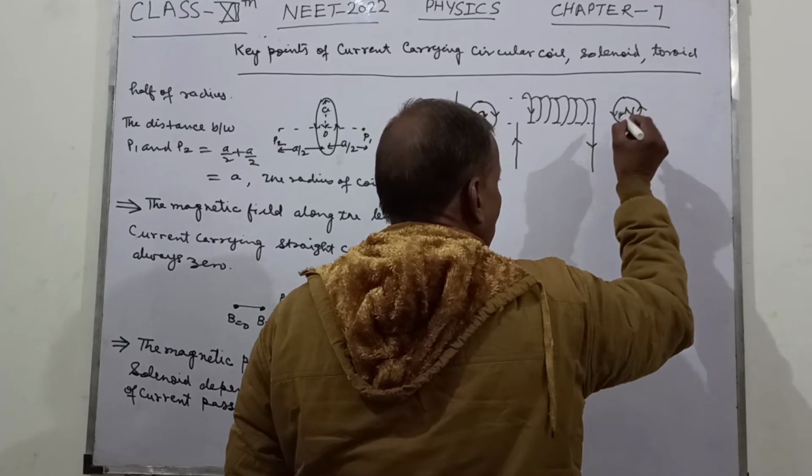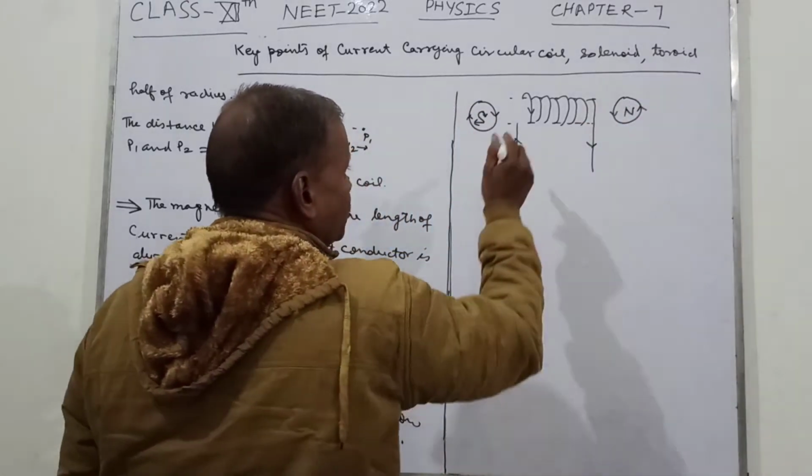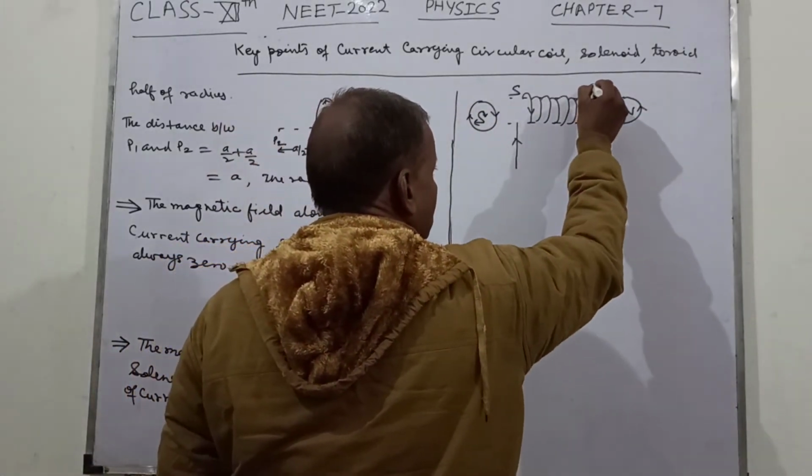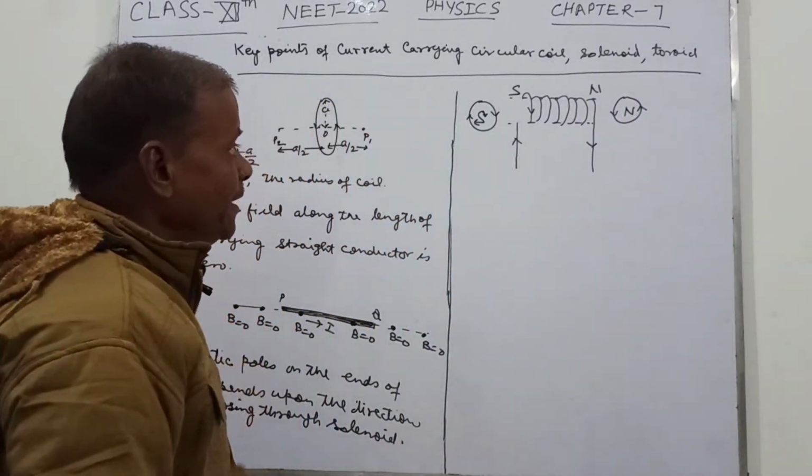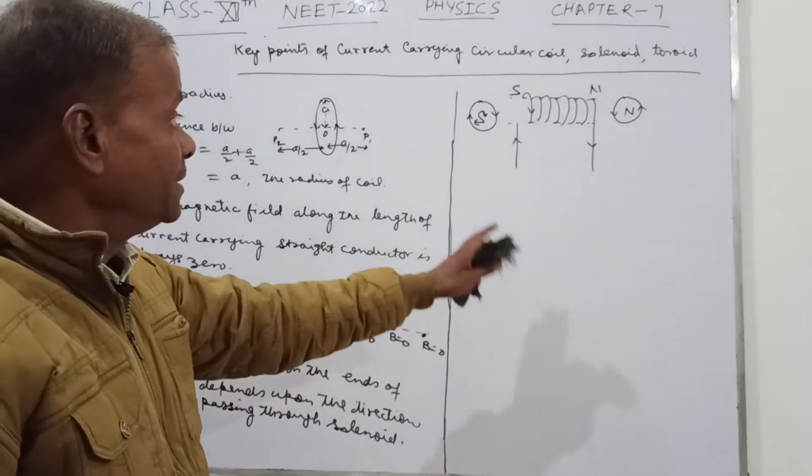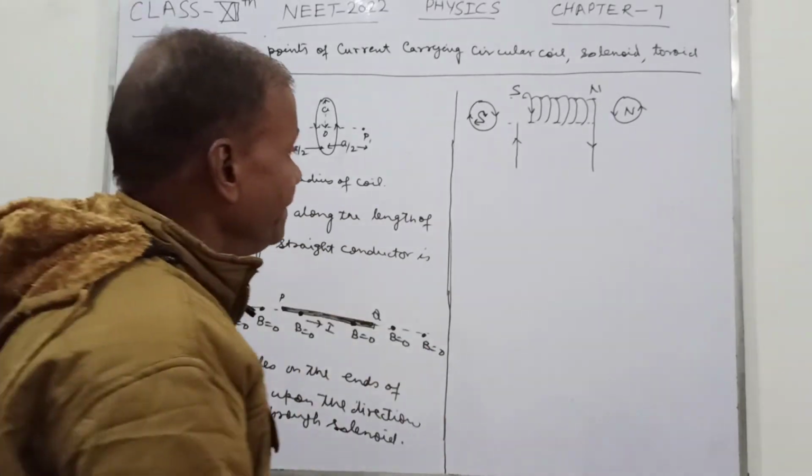This is now north pole. So this end will be the north pole. This is now your south pole. This is now your north pole. If suppose now I change the direction of current, then these poles will be changed.